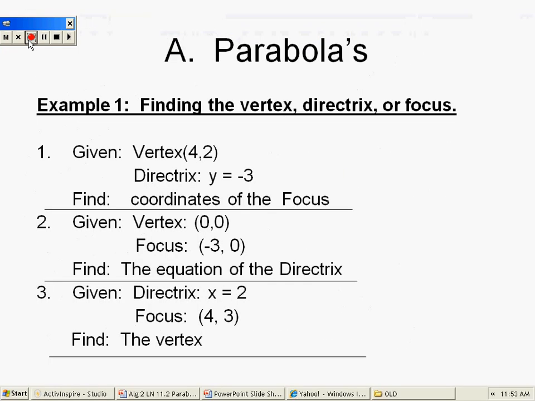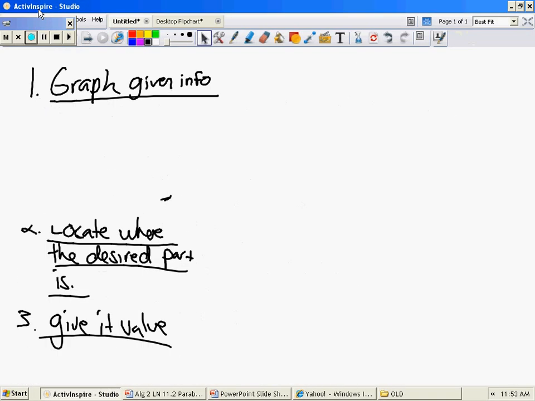Okay, so number 2, they're giving us the vertex and the focus, but this time we're being asked to find the equation of the directrix. It's not like the focus and the vertex where it's a coordinate. We have to find the equation of the directrix. It's either going to be x equals a number or y equals a number. So let's go ahead and do it. Vertex is 0, 0. Focus is negative 3, 0.